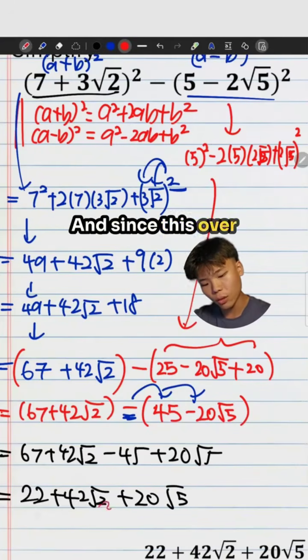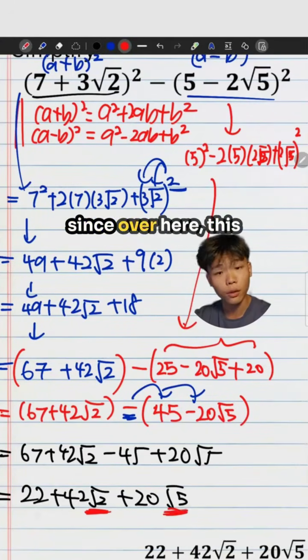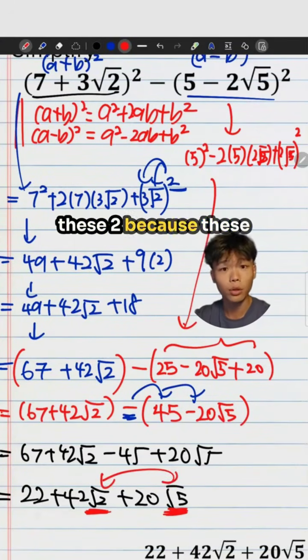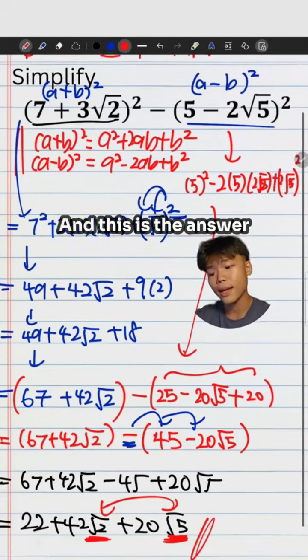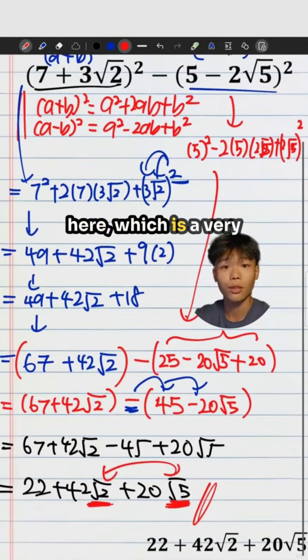And since this over here is already the simplest surd, and since over here this is the simplest surd, and we can't combine these two because they are different surds, this over here is the final answer because we can't further simplify this anymore. And this is the answer to this question over here, which is a very simple question.